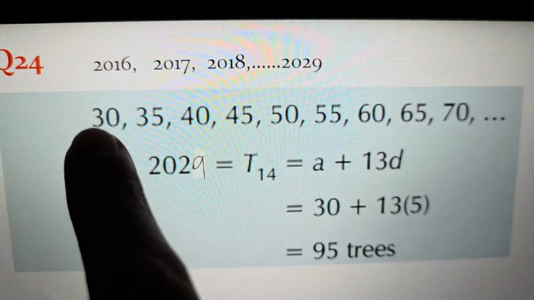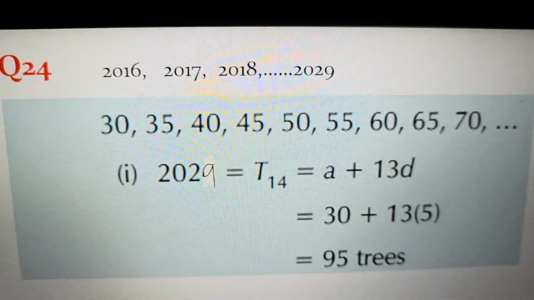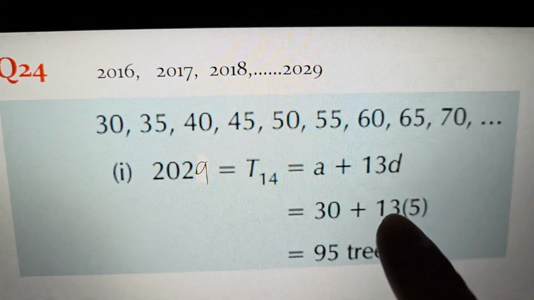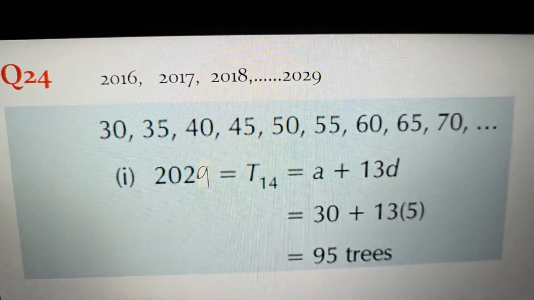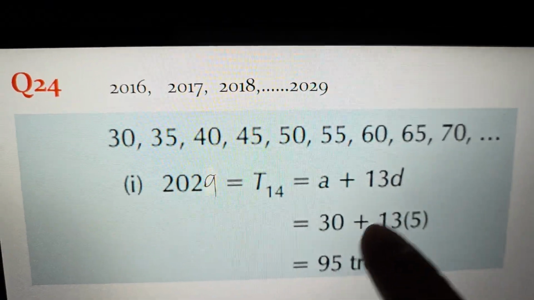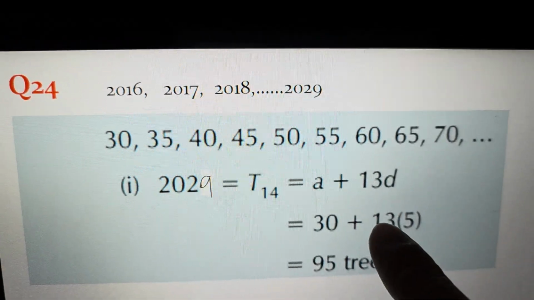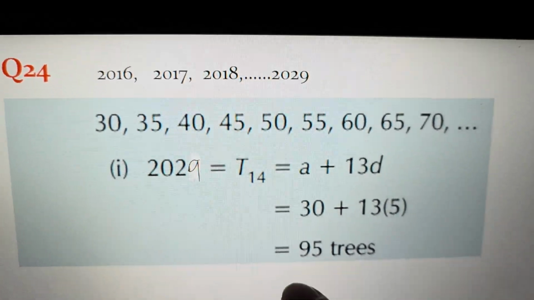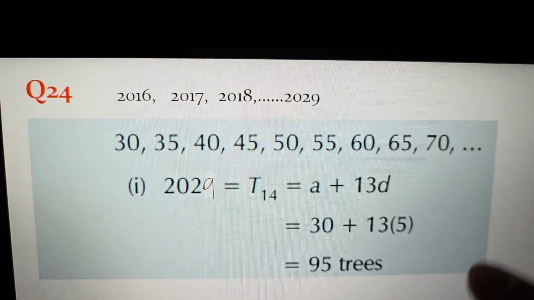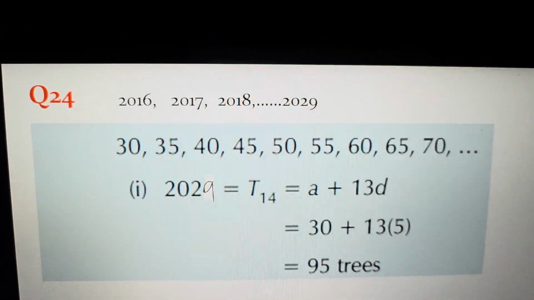A is your first term, 30. The common difference is 5 every single time. So you can sub that into the T of n formula. It'll be A plus n minus 1 times D. So that's 30 plus n minus 1. Well, n is 14, so 14 minus 1 is where I'm getting 13 from, multiplied by the common difference of 5, and you get 95 trees. So he'll plant 95 trees in the year 2029.